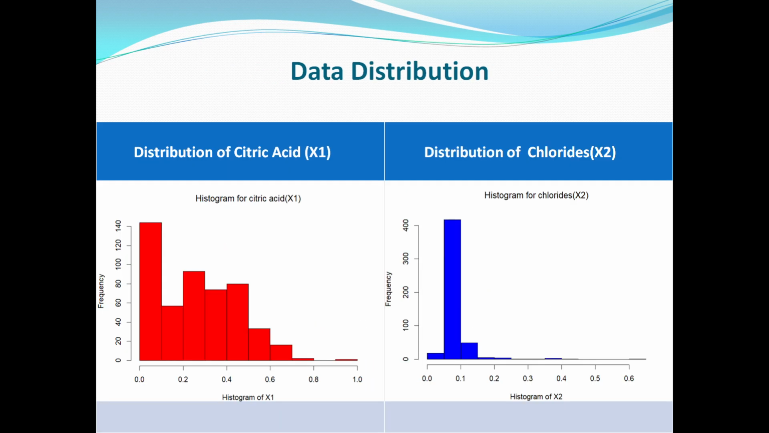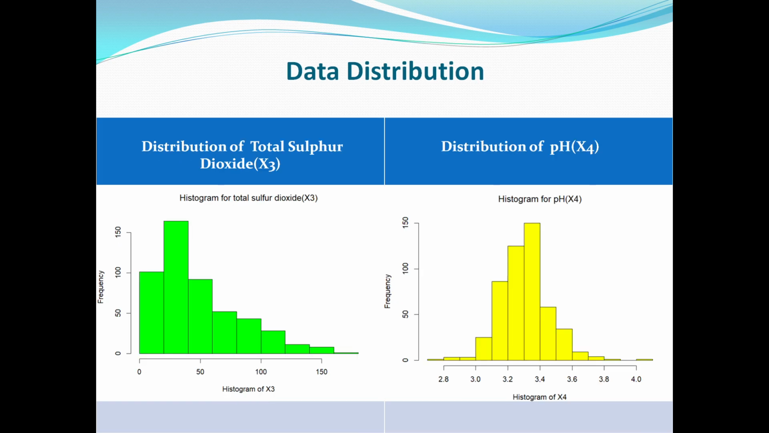And coming to the data distribution, for the data distribution of citric acid, we can see the citric acid frequency is highest between 0 and 0.1, with a frequency of 140 as the highest value. And coming to the second graph, it's about the distribution of chlorides. In this, we can see that the highest frequency is between 0.05 and 0.1. Coming to the distribution of total sulfur dioxide, the higher frequency is between 20 and 50, with the frequency increasing from 0 to 40 and then gradually decreasing after the value of 40.